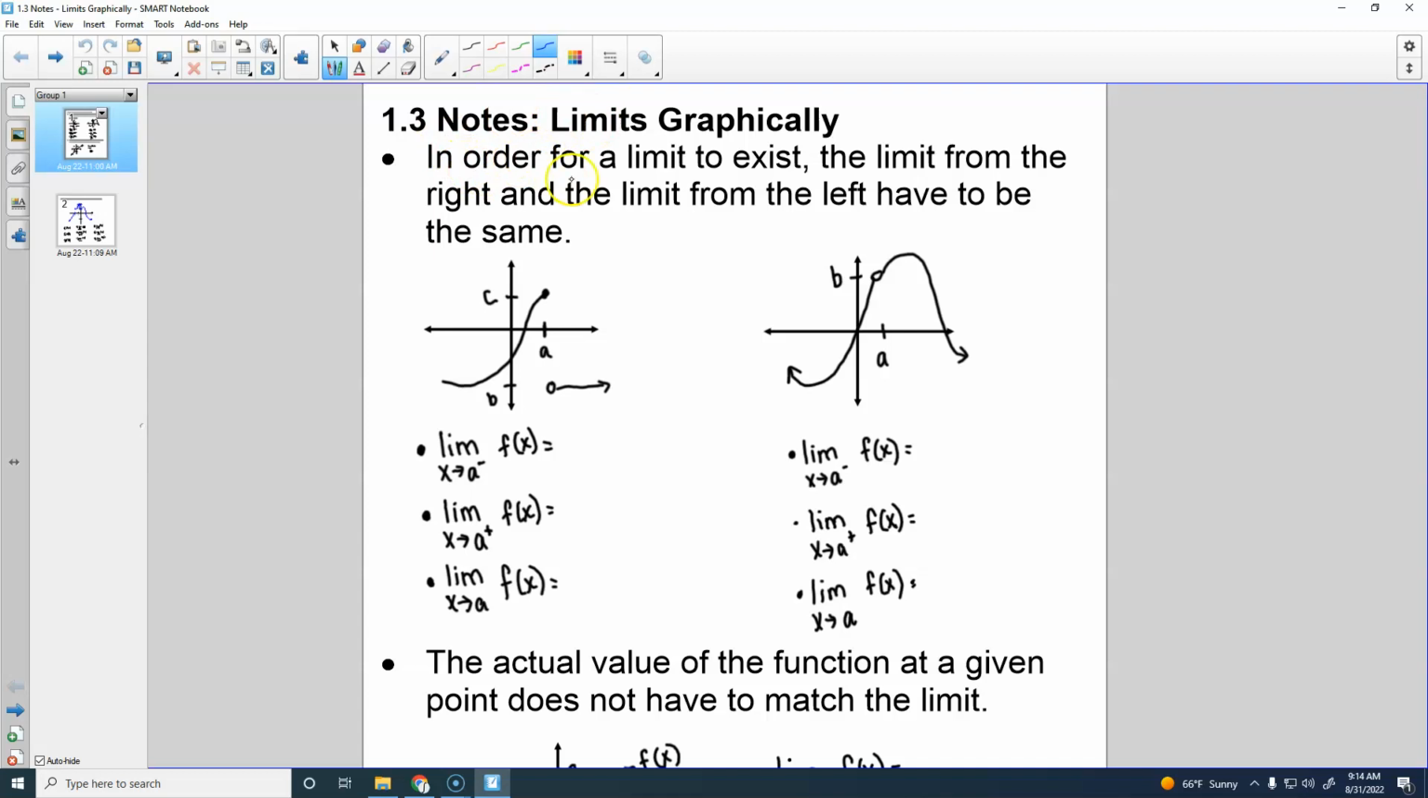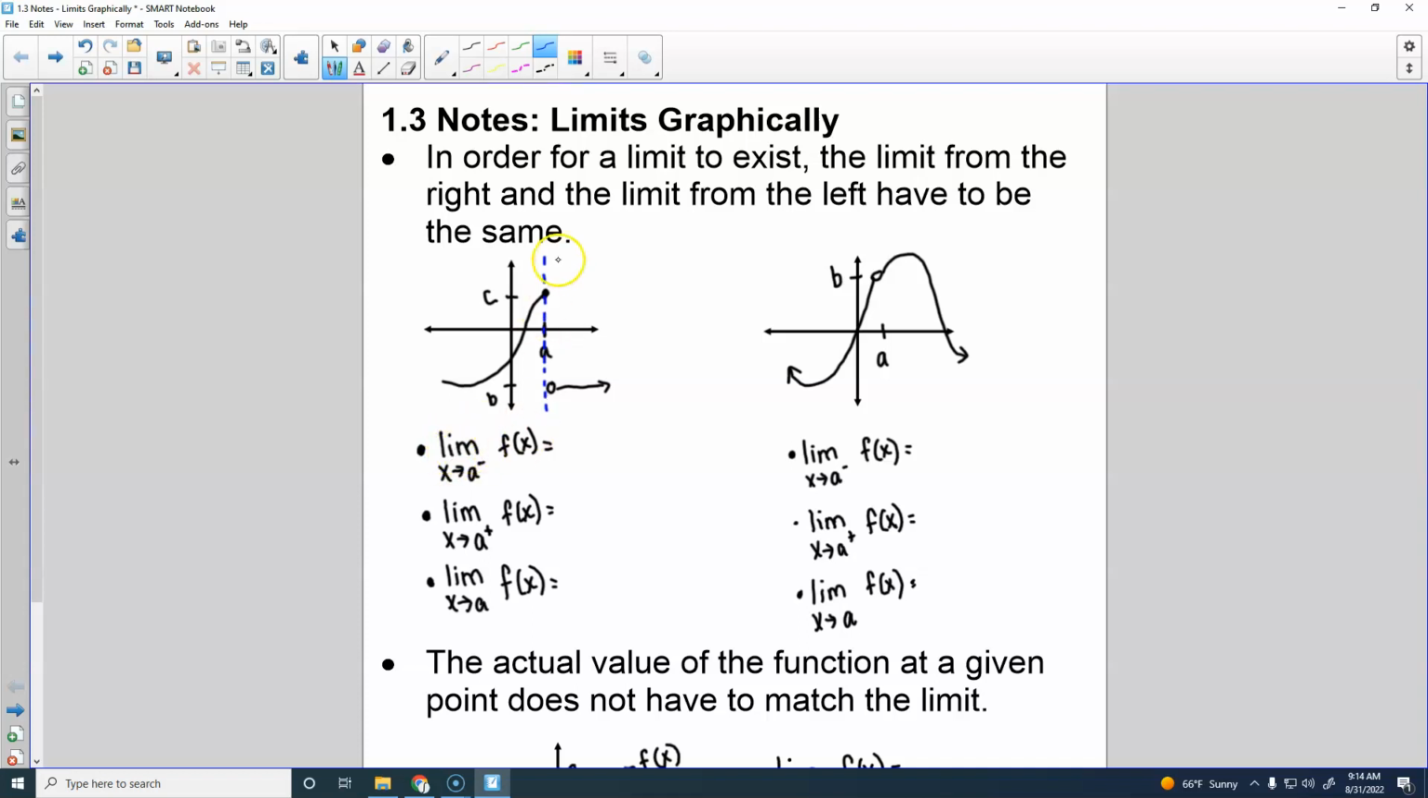So in order for a limit to exist, the limit from the right and the limit from the left have to be the same. What I like to think of, wherever your x is approaching, I think about putting a vertical line right there, a little dotted vertical line. And that's the line we're getting closer to, right?